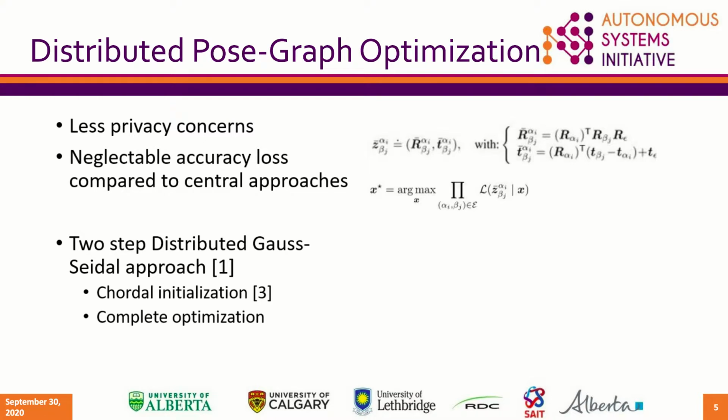And as you can see, our goal is to minimize this distance function in the two-step approach. First, we minimize this term and then minimize the complete term.